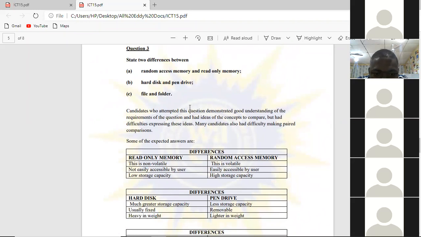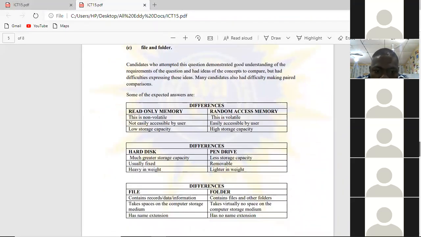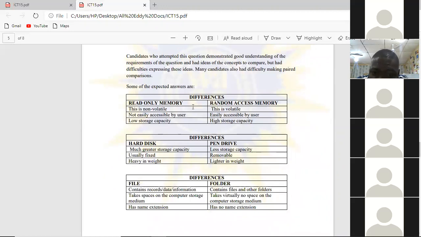Candidates who attempted this question demonstrated good understanding of the requirements of the question and had ideas of the concepts to compare, but had difficulties expressing these ideas. Many candidates also had difficulty making paired comparisons. Some of the expected answers are these. You can put this down somewhere. Kek, read.